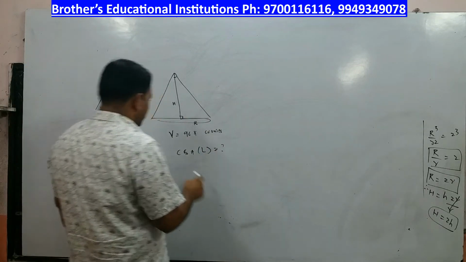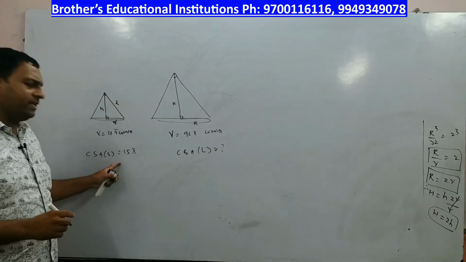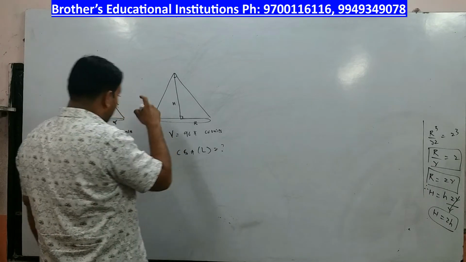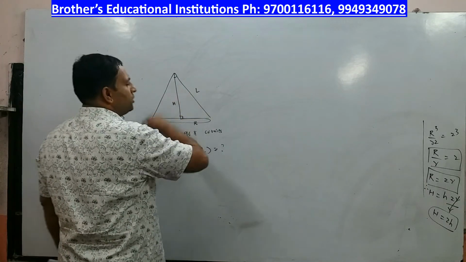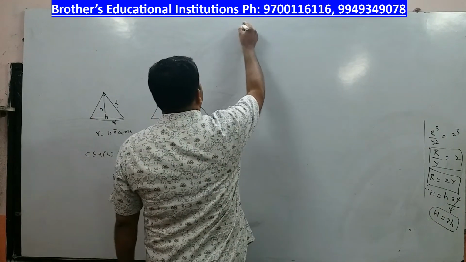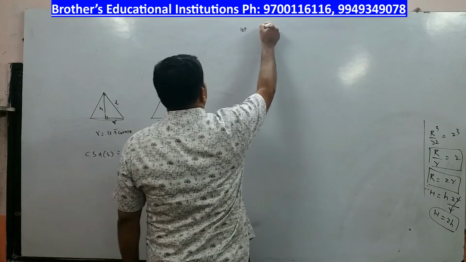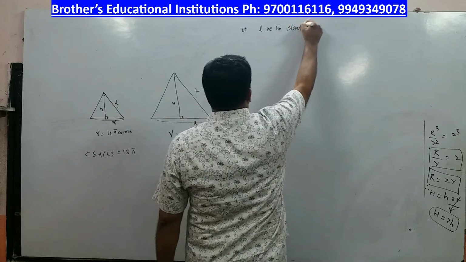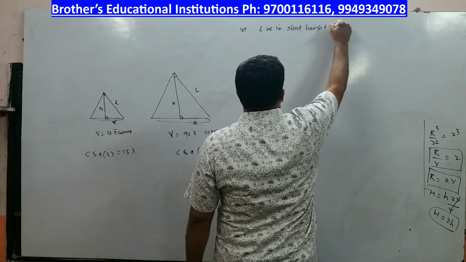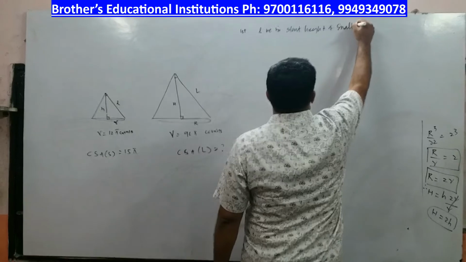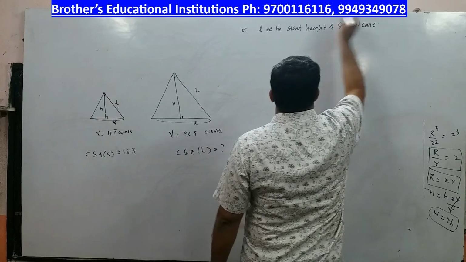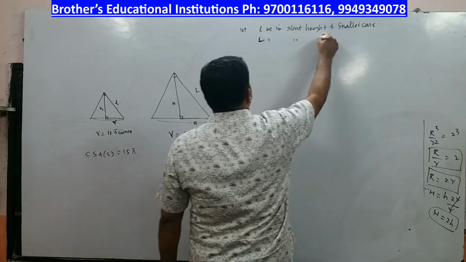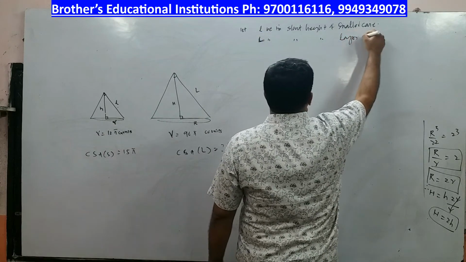Now we have to deal with what? Curved surface area. See, curved surface area deals with slant height. So let small l be the slant height of the smaller cone and capital L be the slant height of the larger cone.